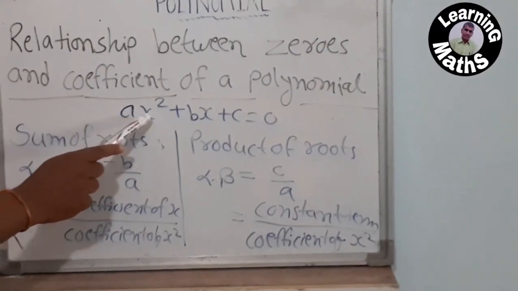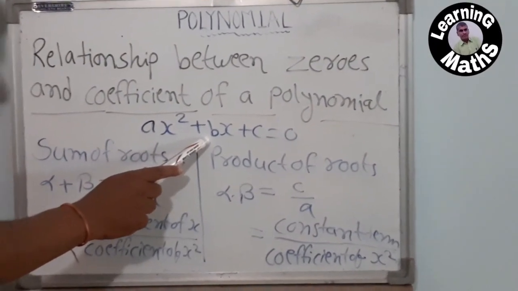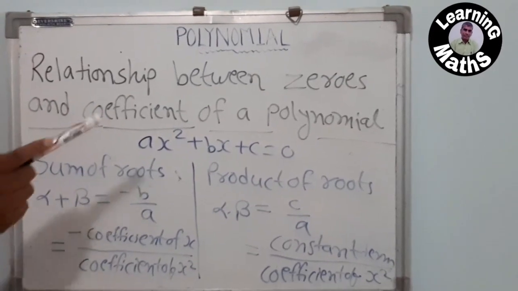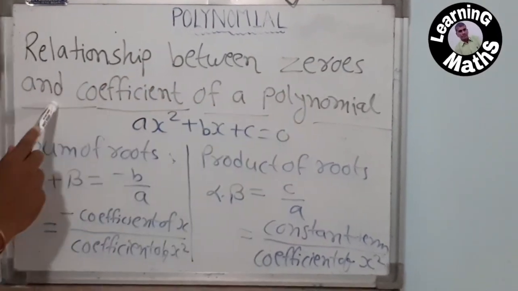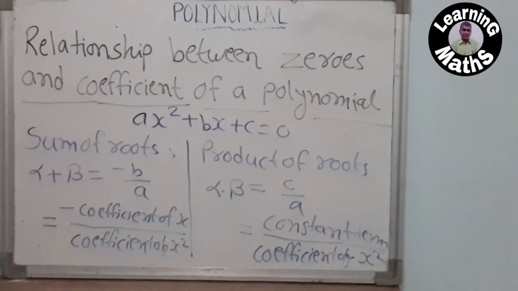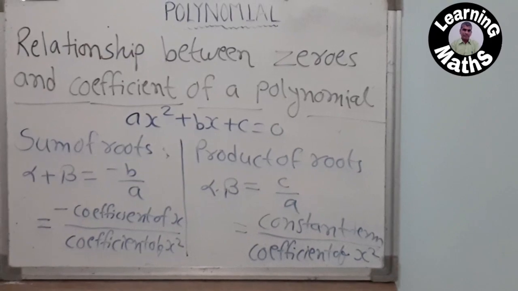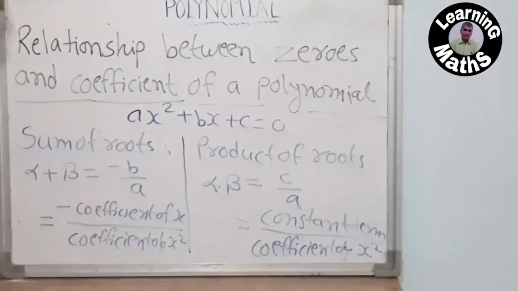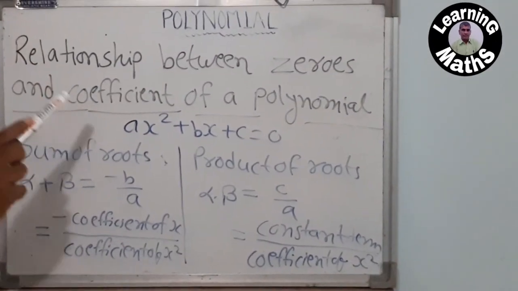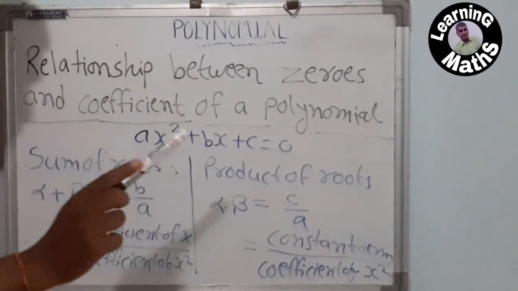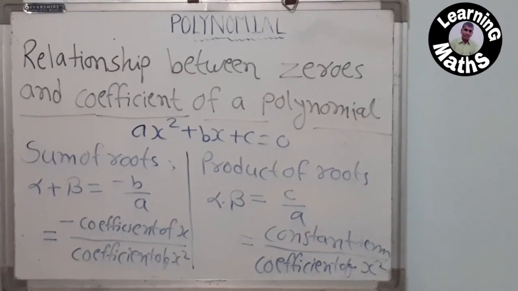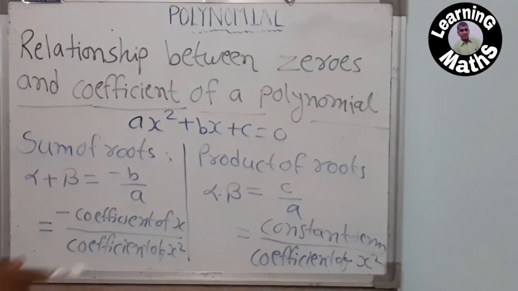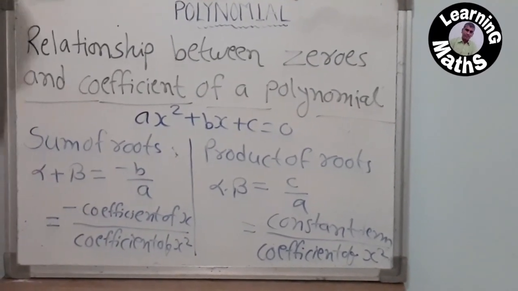A is the coefficient of x square, b is the coefficient of x and c is the constant term. Here I will tell you the relationship between zeros and coefficients of a polynomial. I have already told you zeros totally depend upon the power. Here the maximum power of the polynomial is 2, so the answer will be alpha and beta. Alpha and beta are Greek letters and the solutions of a quadratic polynomial. Alpha is the first root and beta is the second root.